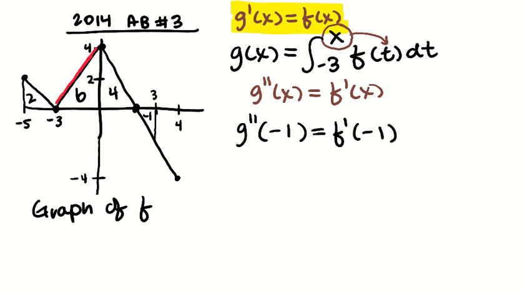And so going from negative 3 to 0, I rose by 4 when the x increased by 3. So I'll say that the derivative of f at negative 1, which is also the second derivative of g at negative 1, is positive 4/3.